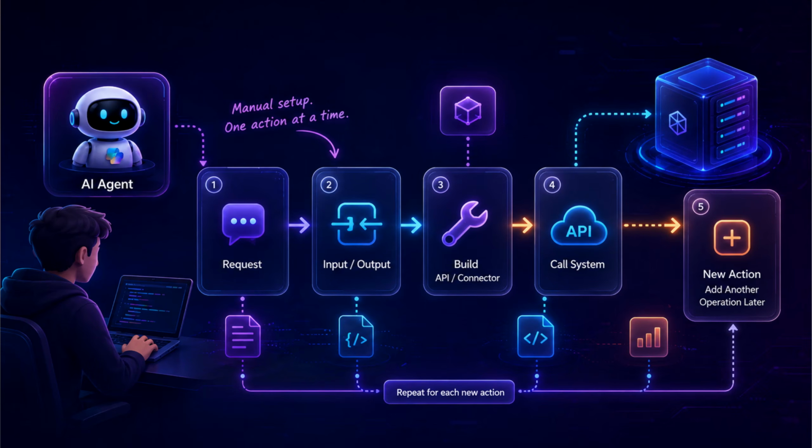So before we start the lab, let's understand what MCP actually means, because this is the main concept for this video. Normally, when we connect an agent to an external system, we use an API or a connector. As a maker, we define the request, the input and output, and then we build the connector or write some code to call that system. And if tomorrow we need one more operation, then we go back and build that also. So basically, we are manually teaching the agent how to talk to that system one action at a time.